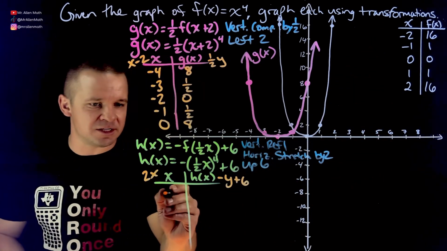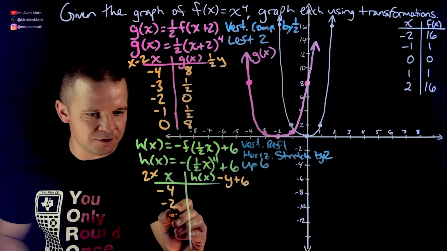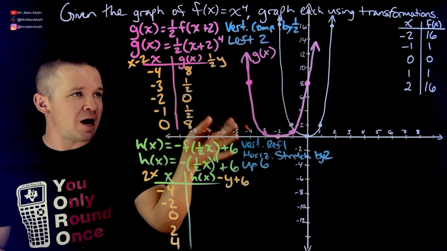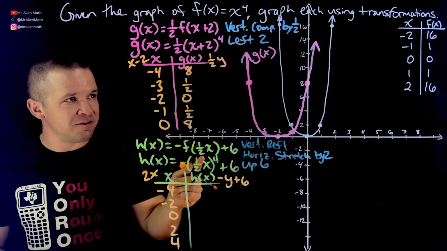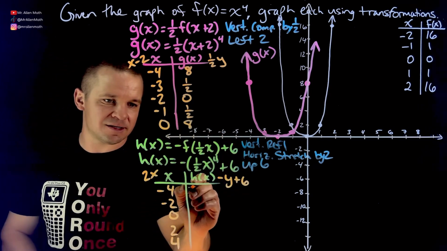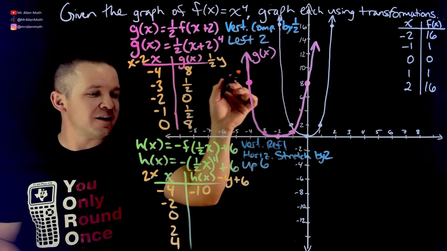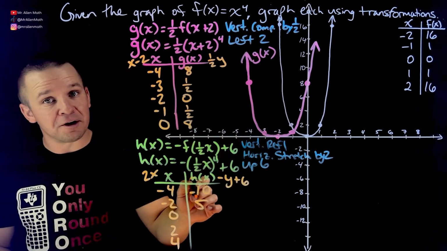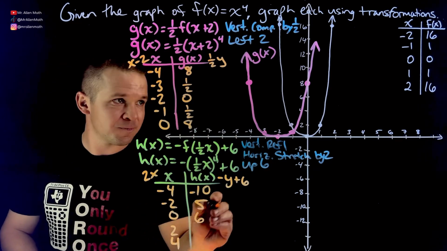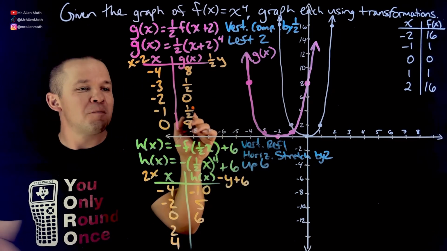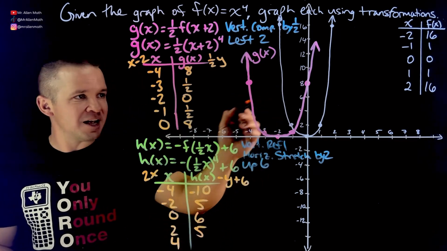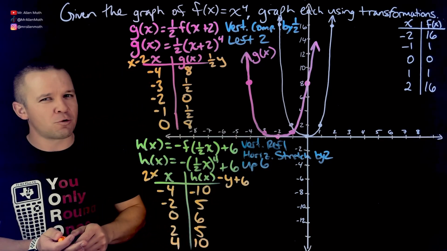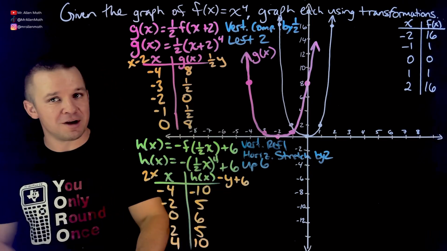So all my x values get doubled, so negative 4, negative 2, 0, 2, and 4. And then all my y values, it's going to be negative 16 plus 6 is negative 10. Negative 1 plus 6 is 5. 0, negative 0 plus 6 is 6. 1, negative 1 plus 6 is 5. Negative 16 plus 6 is negative 10. Nice. And with quartic functions, you should see that symmetry there, right?